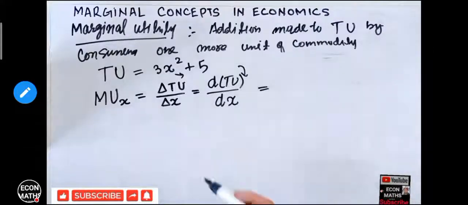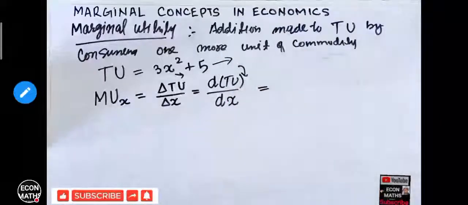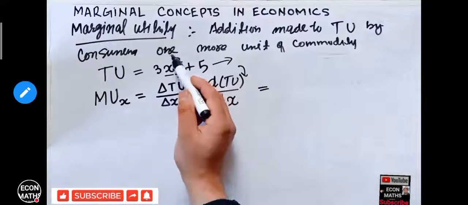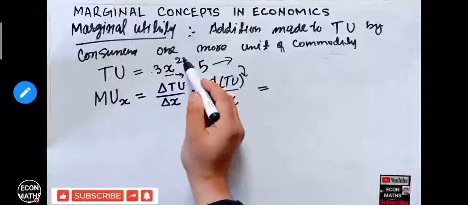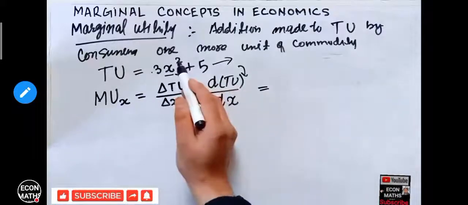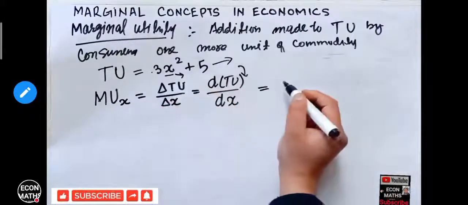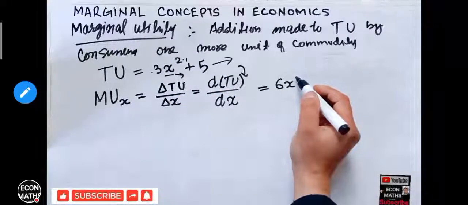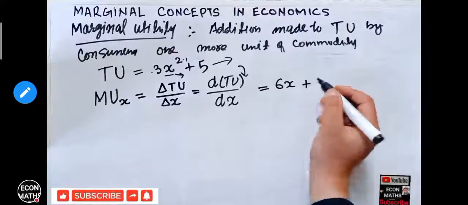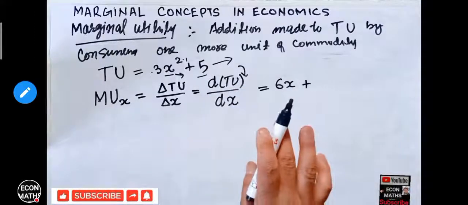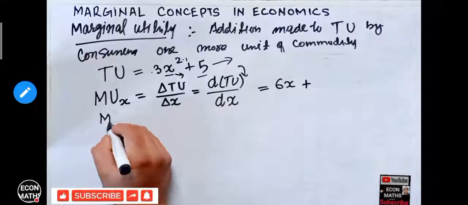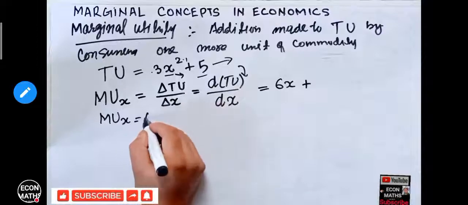So we take the derivative of this function. Now how do we take the derivative? It is very simple. Since we are taking the derivative with respect to x, this 2 becomes the coefficient and this 2 is subtracted by 1. So this 2 will become the coefficient here. 3 times 2 is 6, x, now 2 minus 1 is 1. So x to the power 1 is x. Plus, the derivative of a constant is always 0. So the marginal utility that we got here is equal to 6x.